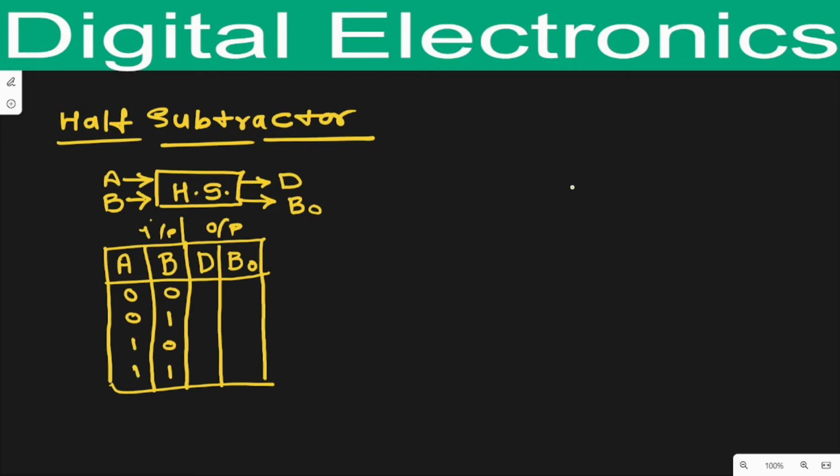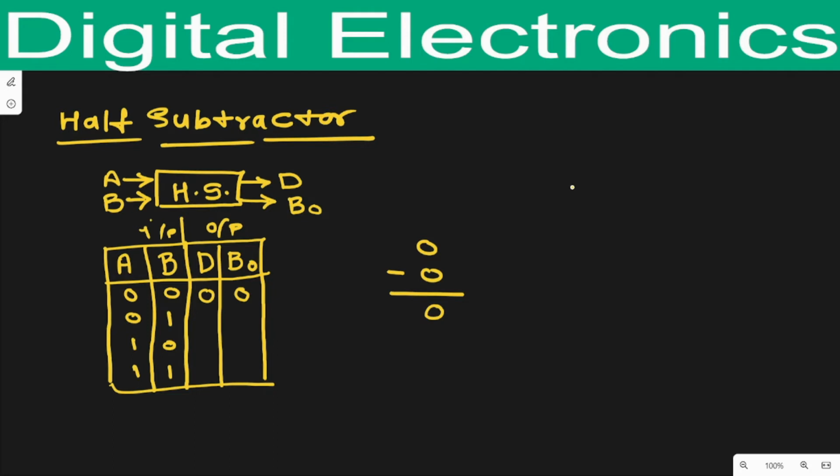Okay, now I am subtracting first combination 0 and 0. So when we subtract 0 minus 0, what will we get? 0 minus 0 equals to difference is 0. Is borrow required in this case or not? No, no borrow is required. That's why we have written B naught equals to 0.